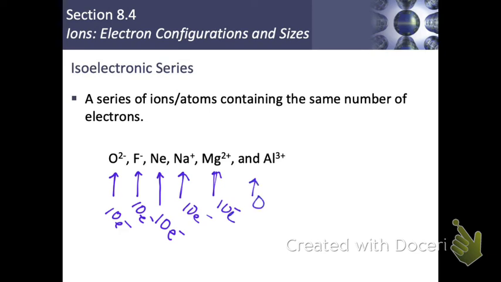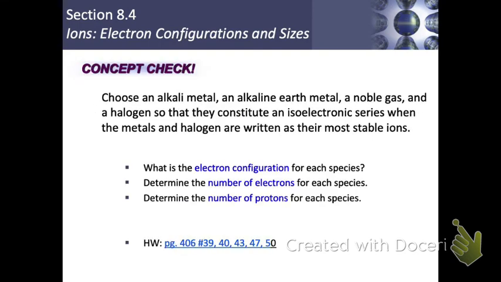Aluminum, 10 electrons. Aluminum is supposed to have 13. But if aluminum has a +3 charge, that means I take away those 3 electrons. That leaves me with 10. Simple enough, right? What is the point with that?